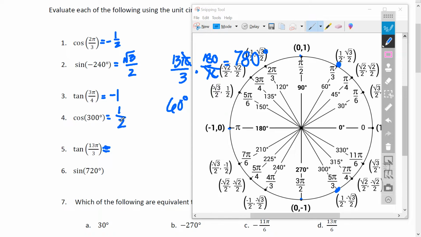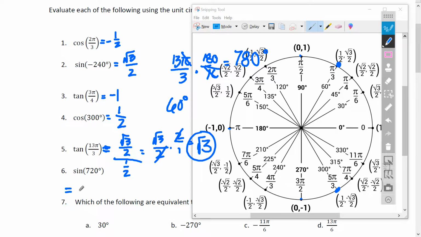Tangent is the y over the x. So we have square root 3 over 2 over the x, 1/2. So we have to change this to multiplication. Square root 3 over 2 multiplied by 2 over 1. These cancel, so it's just the square root of 3. So tangent of 13 pi over 3 is the square root of 3.